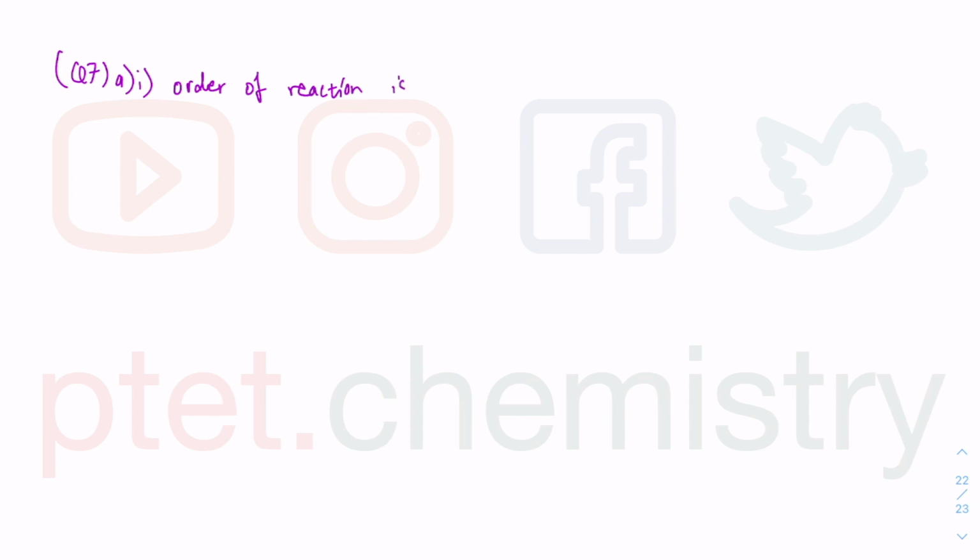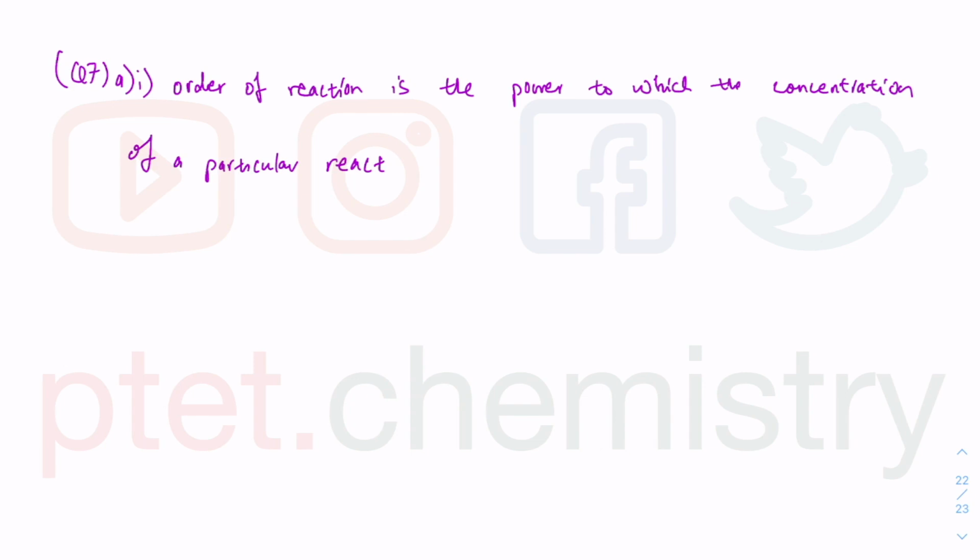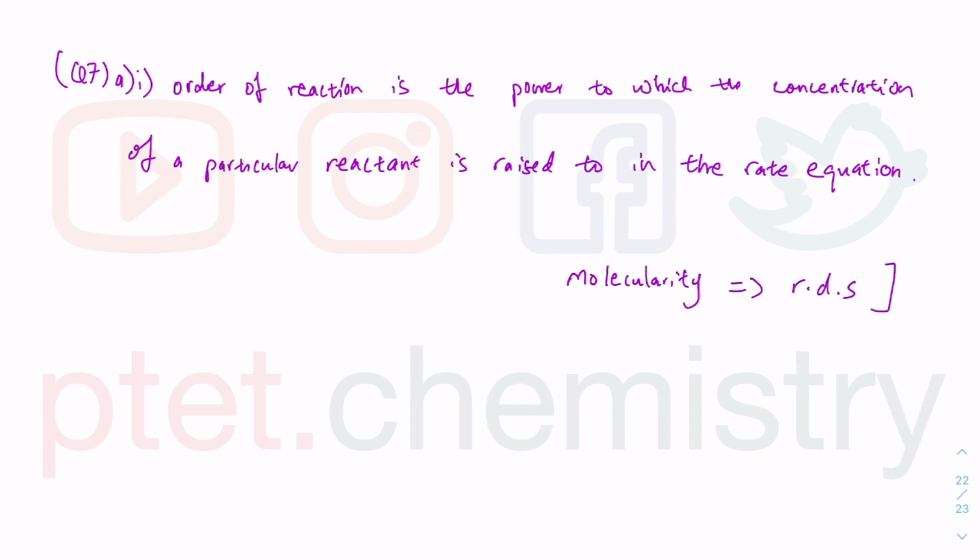So order of reaction is basically the power to which the concentration of a particular reactant is raised to in the rate equation. And everything that is shown in the rate equation is involved in the rate determining step. So the power to which you raise it to is basically what you call the molecularity. Molecularity is basically how many molecules is involved in the rate determining step, which is the slowest step in the reaction. That's why they appear in the overall rate equation.